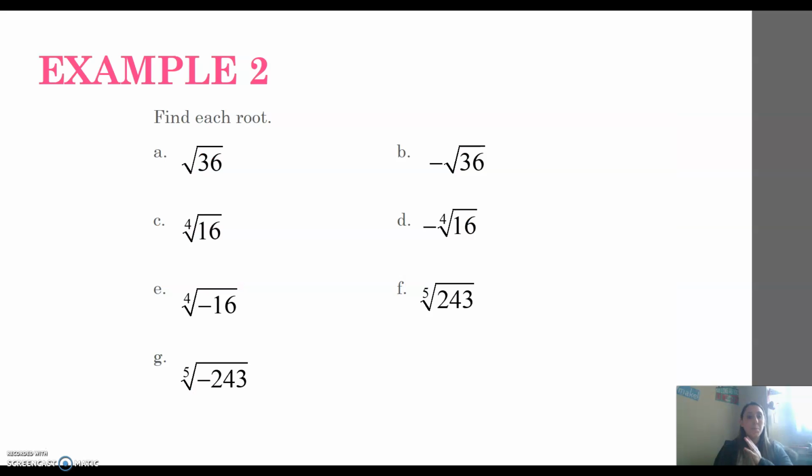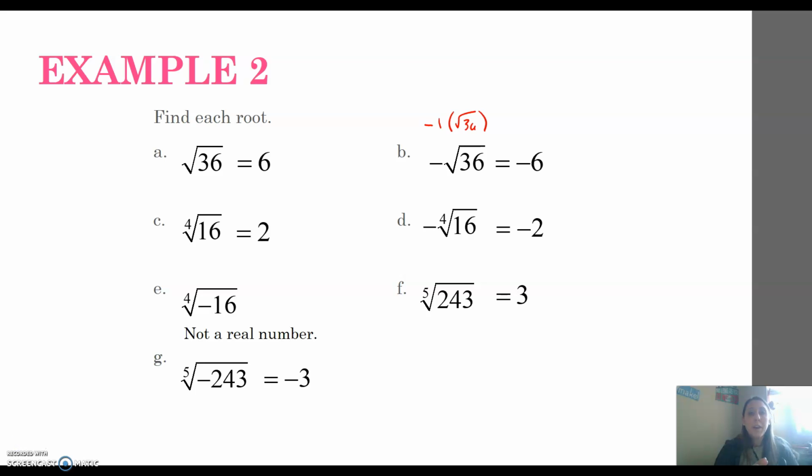We're going to do a couple of examples here. So we're going to find the root. I would like you to hit pause and do that, and this is how we finish class today. So here are all the answers. Make sure that you caught that the negative was underneath the radical sign here, so it is not a real number. If you have any questions, let me know.